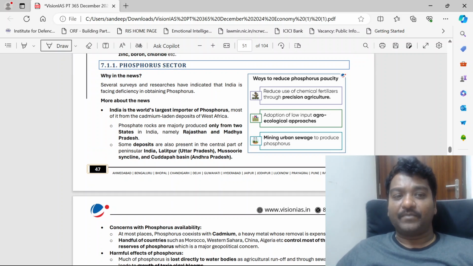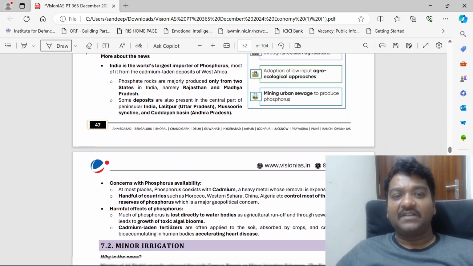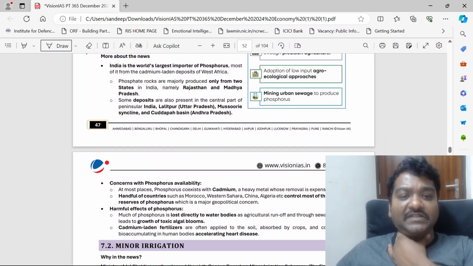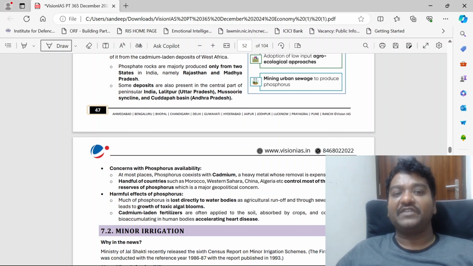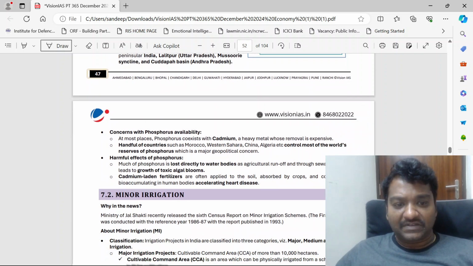Phosphorus sector. Okay. Several surveys and researchers have indicated that India is facing a deficiency in obtaining phosphorus. India is the third largest importer of phosphorus and most of it comes from West Africa. Okay, in India, where is phosphorus present? Rajasthan and Madhya Pradesh. Okay, some deposits are found at Lalitpur, Uttar Pradesh, Mussoorie syncline and Kadapa basin. This you check once.